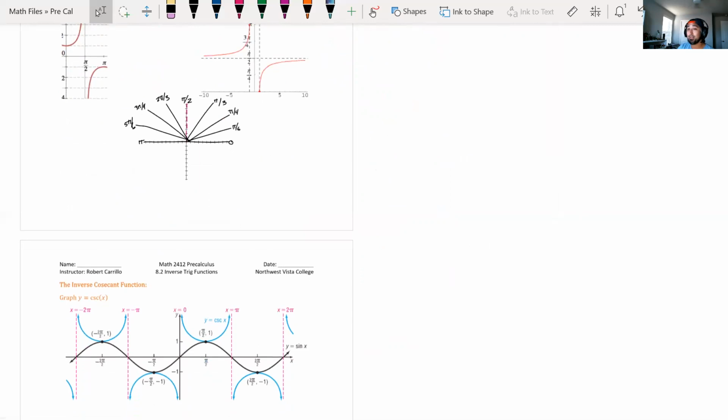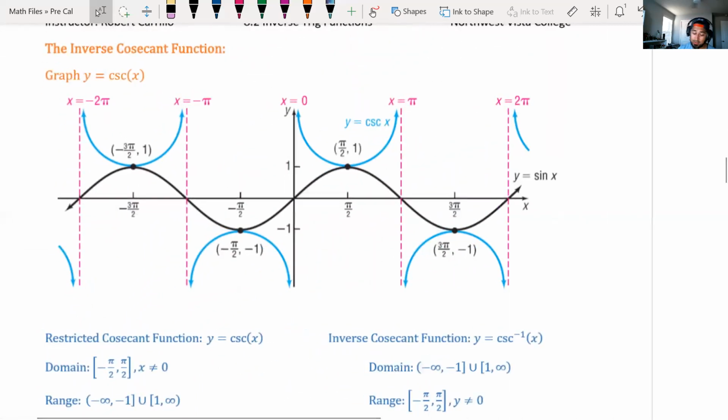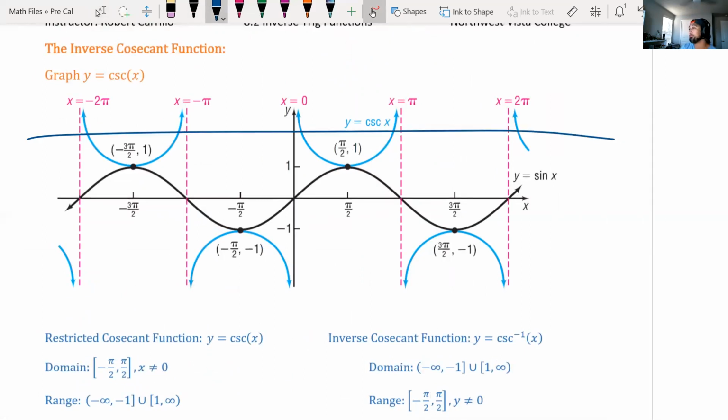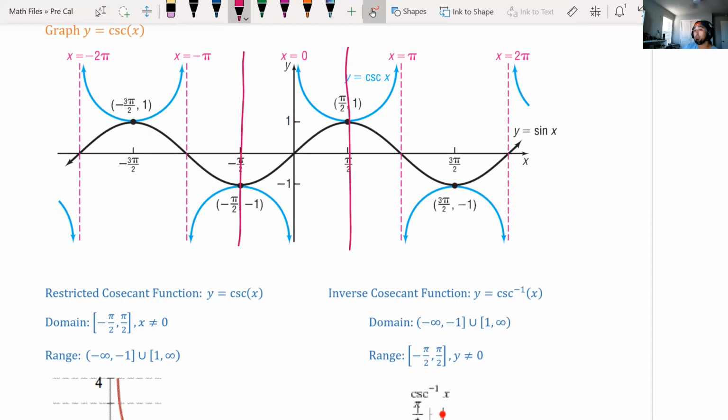Next is the inverse cosecant function. Just like all our other trig functions, cosecant is definitely not one-to-one. If I drew a horizontal line through it, I'd intersect it many times. So in order to make it one-to-one, we restrict its domain from negative pi over 2 to pi over 2, but we cannot exist at 0. There's the domain of the restricted cosecant function.